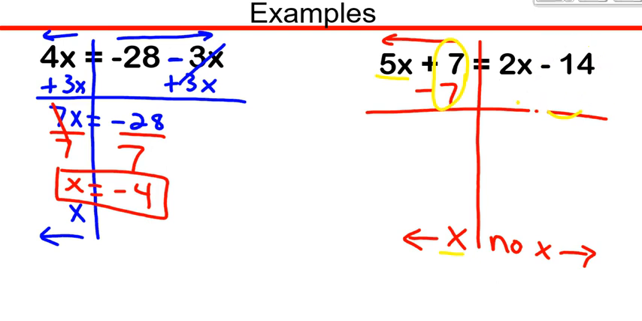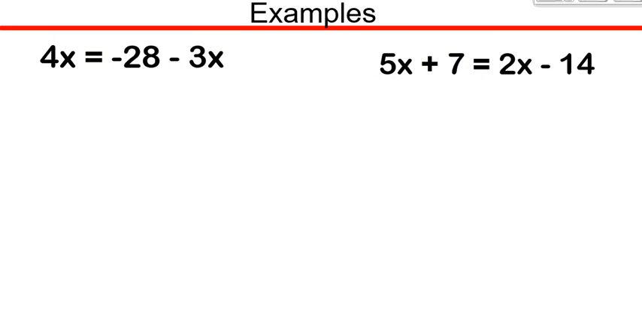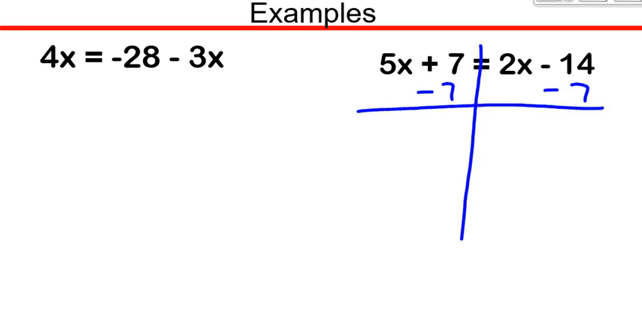They're not like terms. So let's do that again real quick here. It was getting kind of messy, so I'm going to start over. All right, so I'm going to subtract 7 from both sides, which is going to make these guys cancel out, leaving me with 5x equals 2x minus 21.